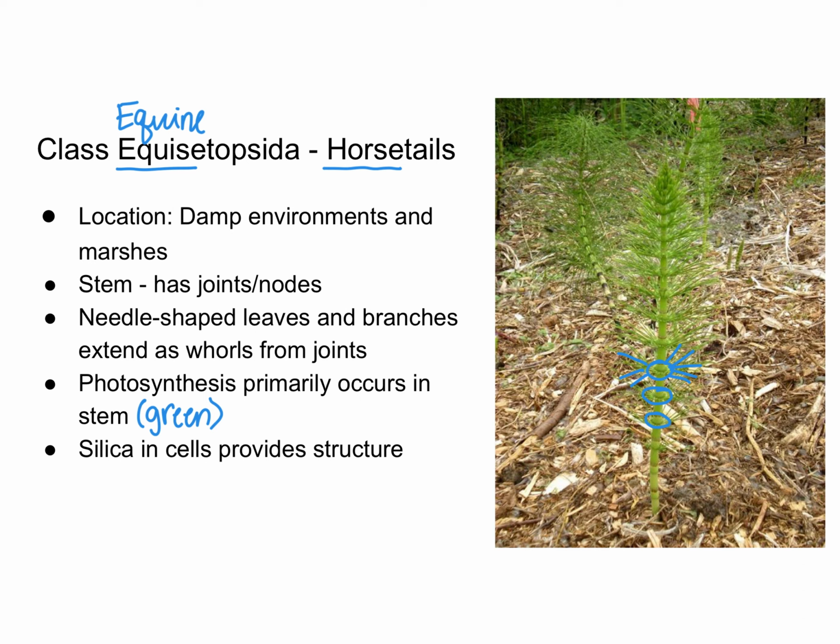Horsetails are also known for this crystalline element known as silica. And silica helps to provide a tough, rigid structure to the horsetails. And these have actually been used as scrub brushes in the past because they are very stiff and have that silica in them that provides them with this roughness.